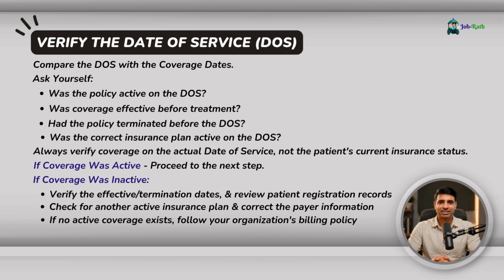If the insurance was active on the date of service, you can confidently move to the next step. If it was not active, don't stop there. Find out why the policy was inactive. Verify the effective and termination dates, review the patient's registration records, and confirm whether the correct insurance information was collected at the time of service. Check whether the patient had another active insurance plan on the date of service or whether updated insurance information was missed during registration. If you discover another active insurance policy for that date of service, submit the claim to the correct payer after completing any required corrections.